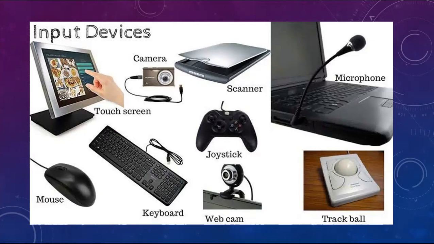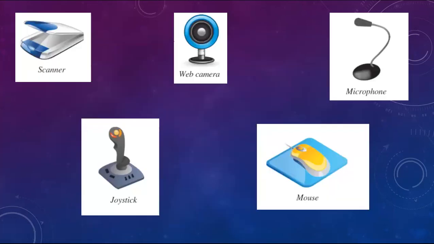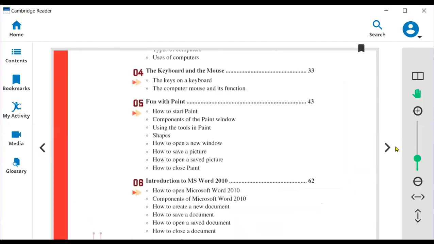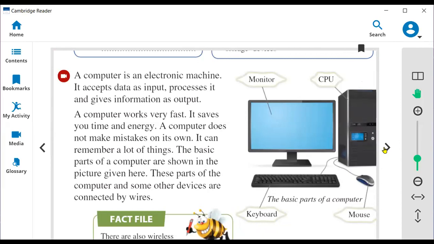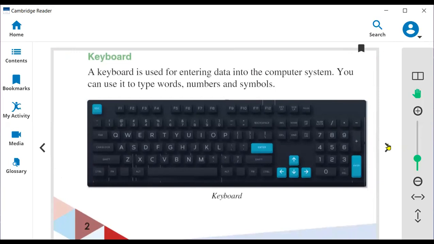So this is today's class. I hope you understand the four basic parts of a computer, that is a monitor, CPU, keyboard, and mouse. And we learned about input devices, right? So you have to know about your computer. And don't forget to read page number 1, page number 2, and page number 3.